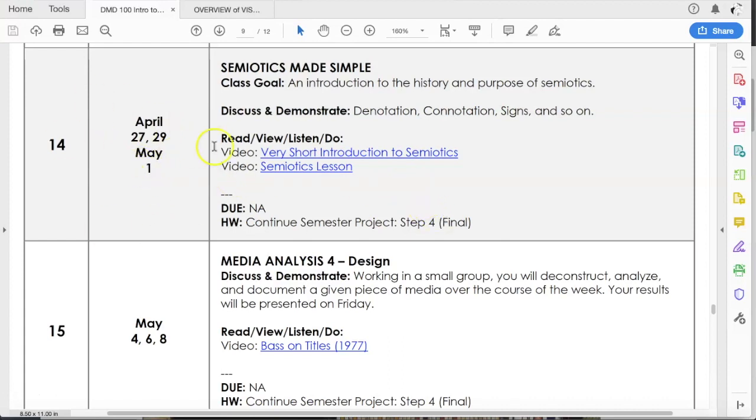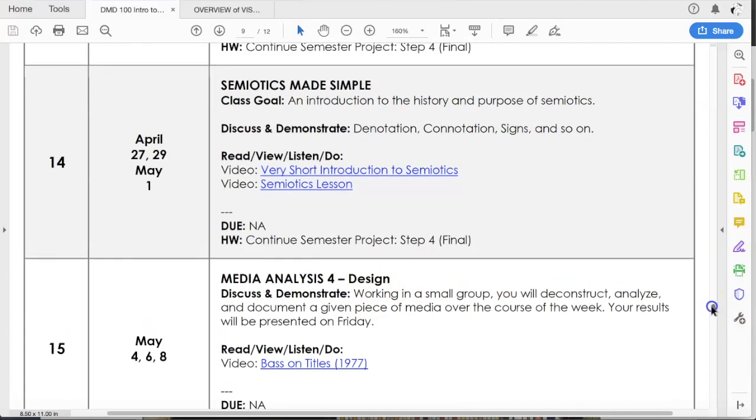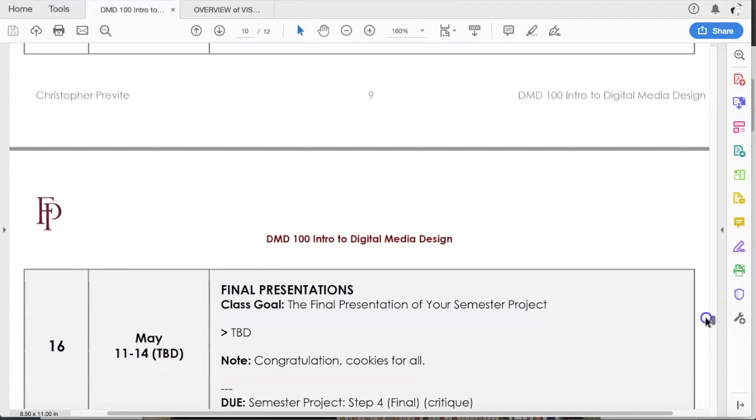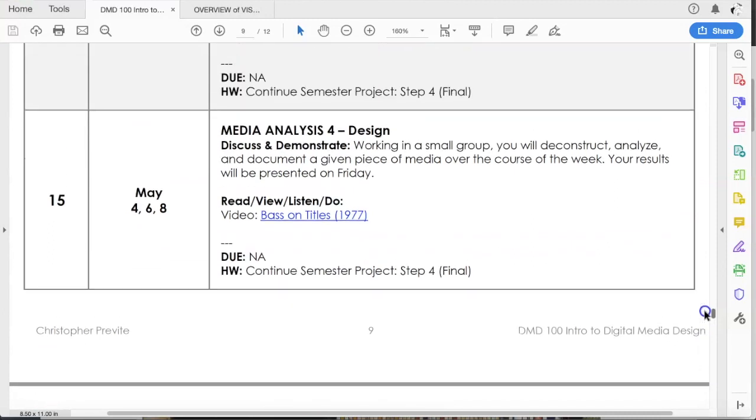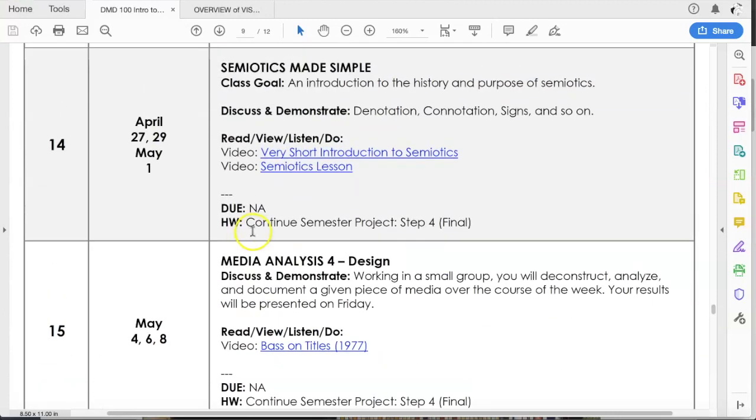Now, in terms of timeline, we are, of course, in week 14. This week, we are spending time on our final visual literacy topic, which is semiotics. We'll talk about that in a second. Next week, we have our final media analysis, which is on the topic of design. We'll be looking at pieces of design and analyzing them. And then lastly, in week 16, we will be turning in your final title sequence. So that's pretty much the course of events over the next 3 weeks before we finish things up.